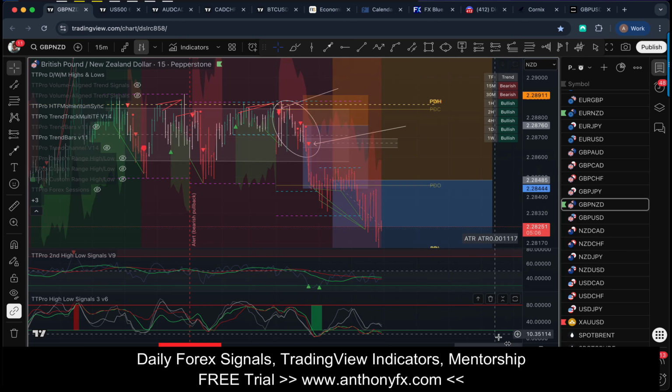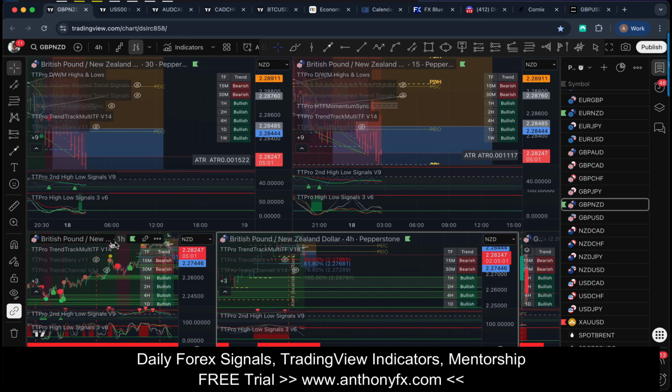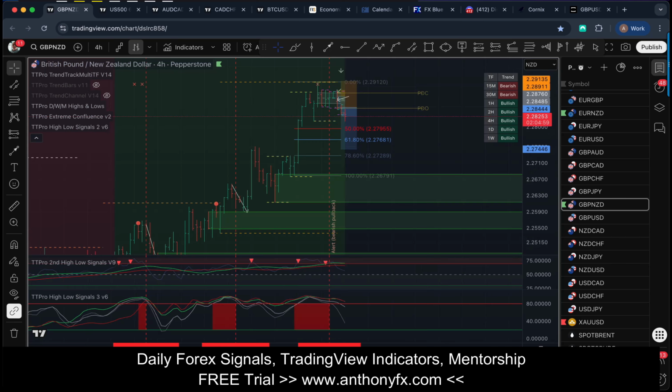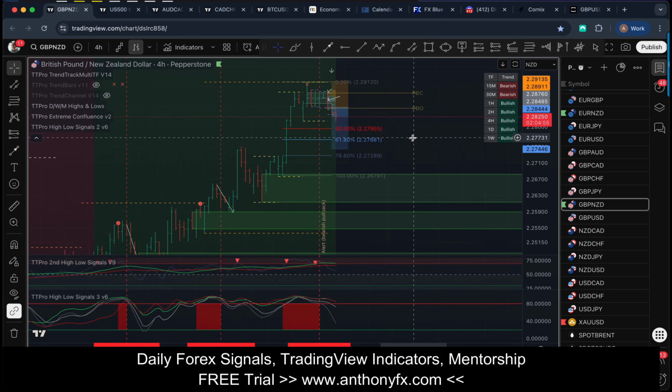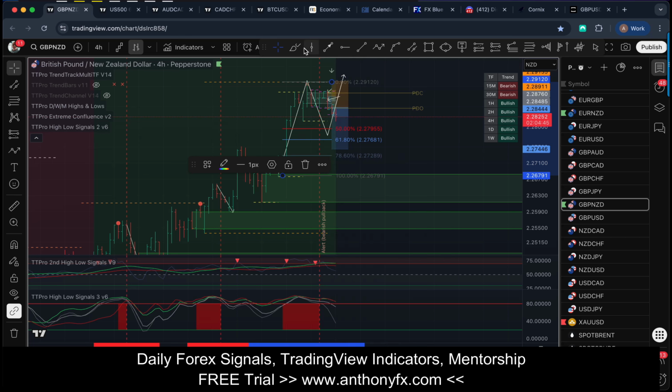Now that this pullback's happened, we go back to our other strategy. If I go to, say, a 4-hour chart here, that could pull right down to 50 to 61.8. But I'd be looking for swing low, swing high, and a pullback, bullish. Okay, so how do we get involved with that? Well, very simple. That's what I'm looking for. This red pullback is playing out.